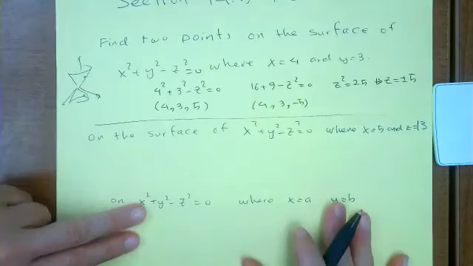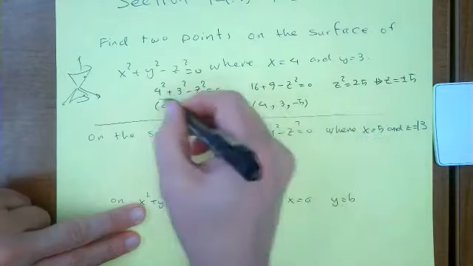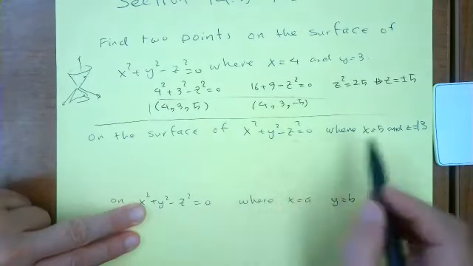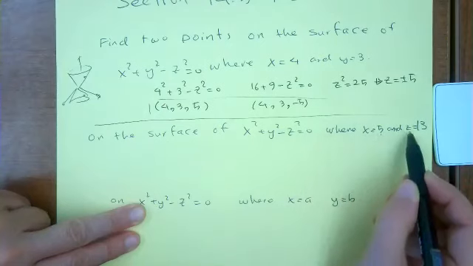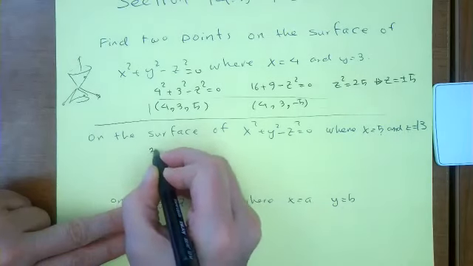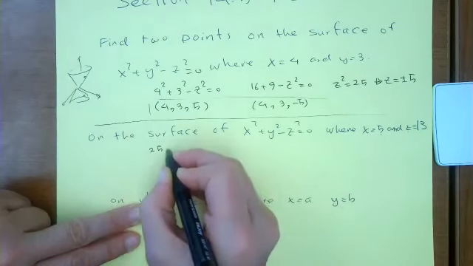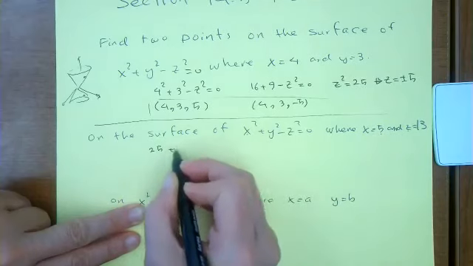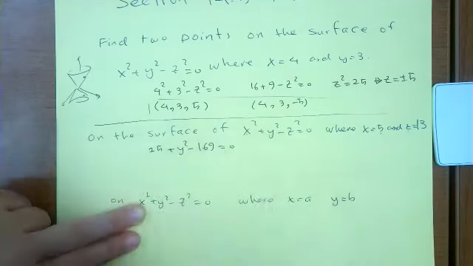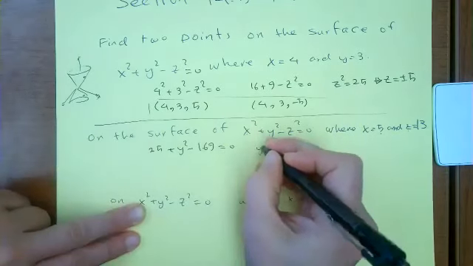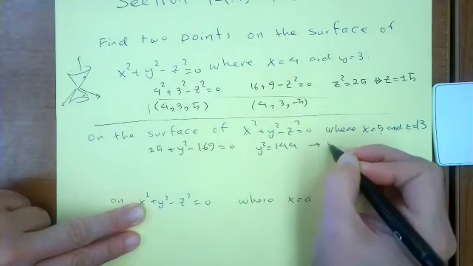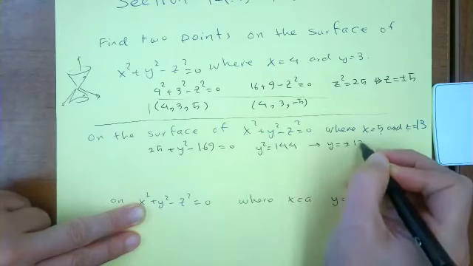The next question is asking, on the surface of this cone again, where x is 5 and z equals 13. So x equal to 5 gives 25 in here, plus y squared minus 169 equal to 0. Do the subtraction, you get y squared is equal to 144. Therefore, y is equal to plus or minus 12.